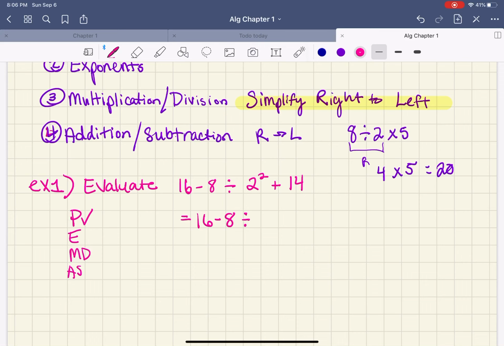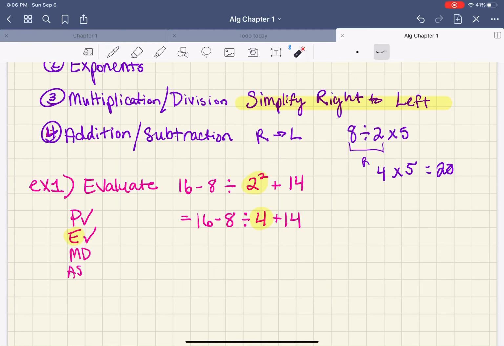And then when I get to this exponent here, I'm going to change it into the simplified version of 2 squared. So I'm going to say, okay, what's 2 squared? It's 4. So I changed that into a 4 plus 14. So 2 squared, now it's a 4. That was my exponent.